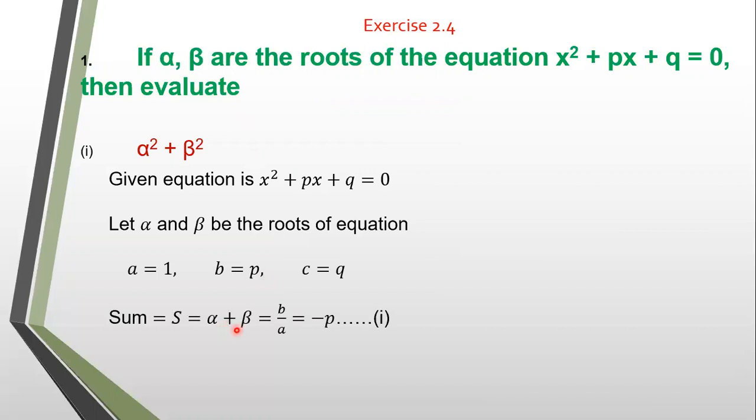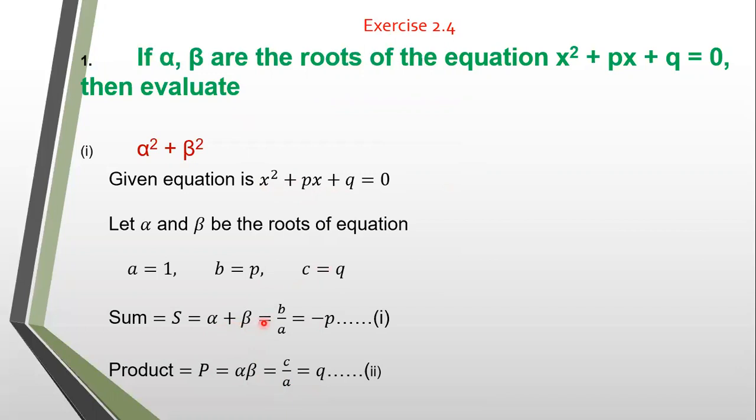Then the sum of roots is equal to minus b over a, that is minus p. And the product of roots, alpha into beta, is equal to c over a, that is q. Here a is equal to 1, b is equal to p and c is equal to q.